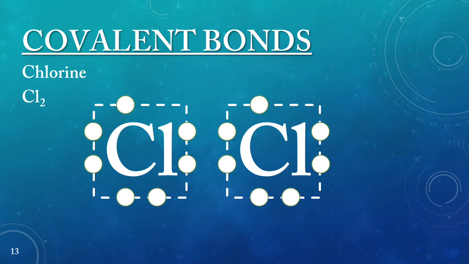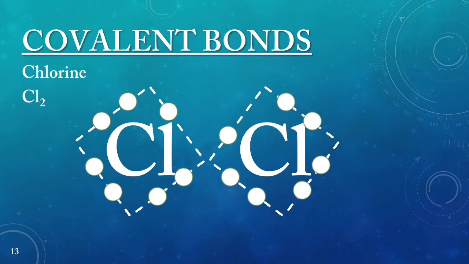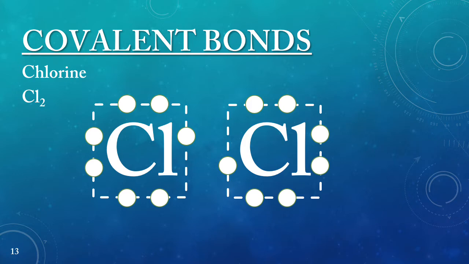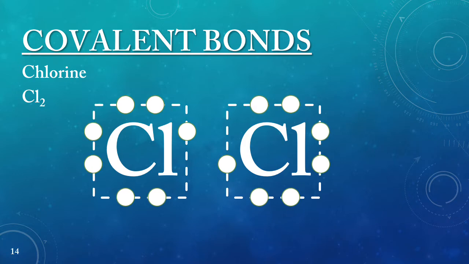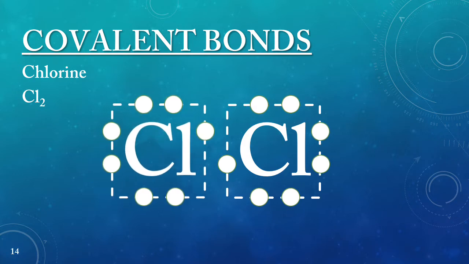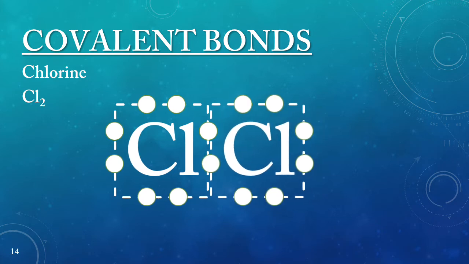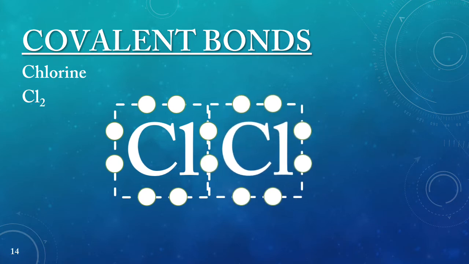Again, we're going to look at our Lewis dot diagrams, the same idea. Okay, we're just going to turn them around a little bit, and then we're going to put them together. There we go. Now they're together, and you can see that both of the chlorine atoms think that they have 8 electrons. The two in the middle, again, are going to be shared.